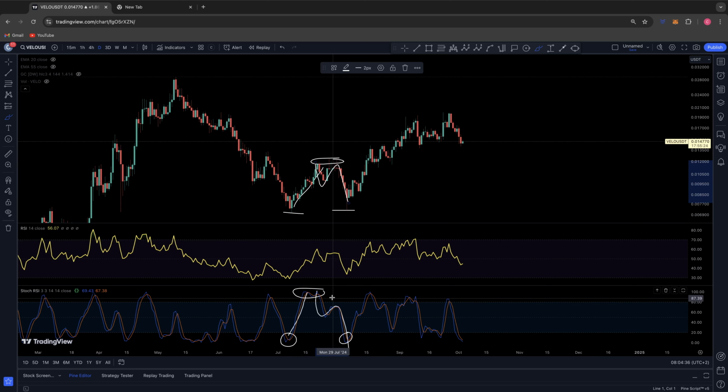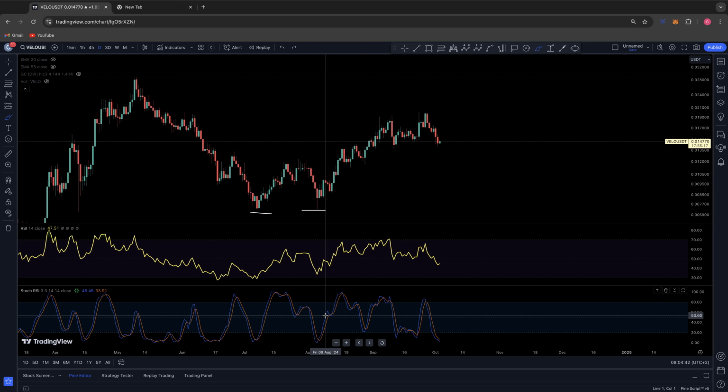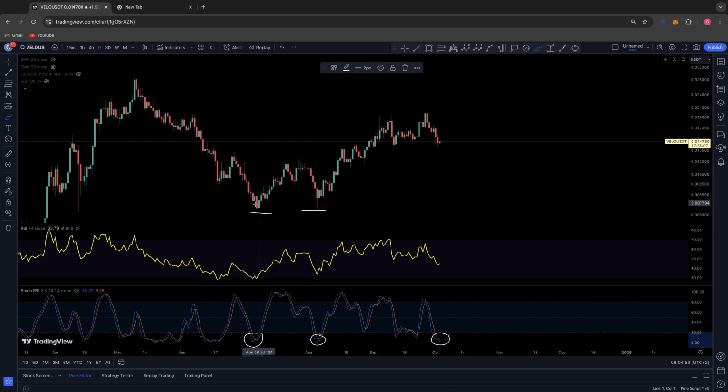So right now we can use the stock RSI to guide us and tell us whether on the daily time frame we are at an optimal opportunity point. Fast forward to where we are now, you'll notice that we are also back down where the stock RSI was at similar levels to our previous double bottom low back in July and August. So we are seeing the same sort of fruitful opportunity where the stock RSI is in the oversold zones, and VELO is currently at 0.014.